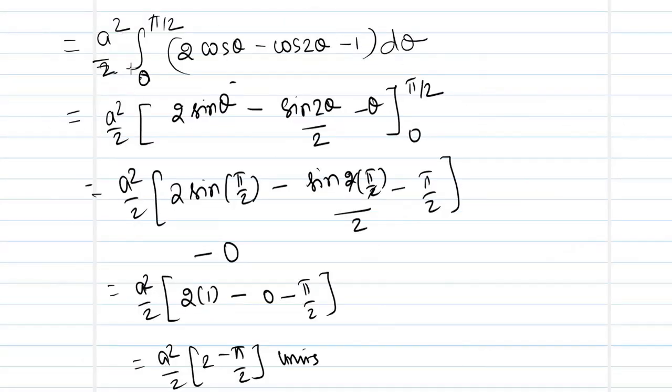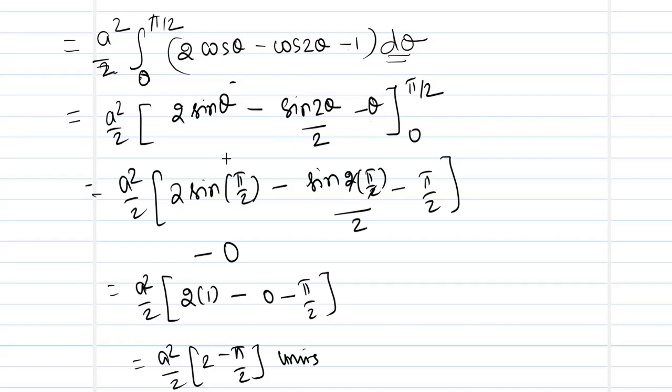A square by 2, 2 cos theta minus cos 2 theta minus 1. I am just rearranging the positive term to the first and then followed by the negative terms. Now this on integration with respect to theta: what is that? 2 is there. Cos theta on integration is sin theta. Minus, what is cos 2 theta on integration? Sin 2 theta by 2. And what is minus 1 on integration? Minus d theta on integration is theta, between 0 to pi by 2.